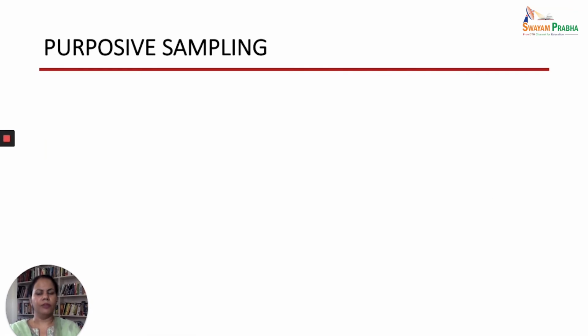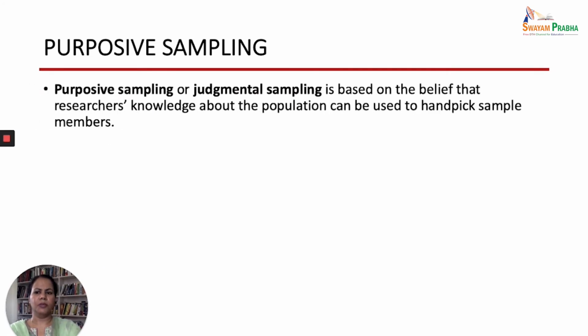The next important type of non-probability sampling technique is the purposive sampling technique. Purposive sampling is also known as judgmental sampling, and it is based upon the belief that the researcher's knowledge about the population can be used to handpick the sample members. So here the researcher uses his own judgment or knowledge about which particular subjects will be better able to give information, and the researcher can handpick those particular subjects in his sample.